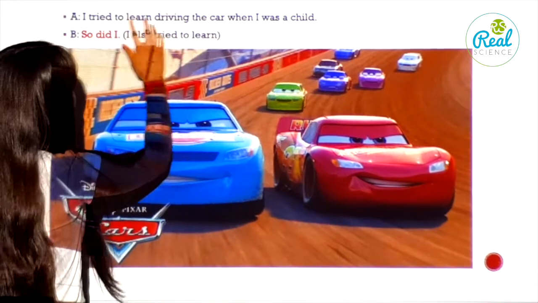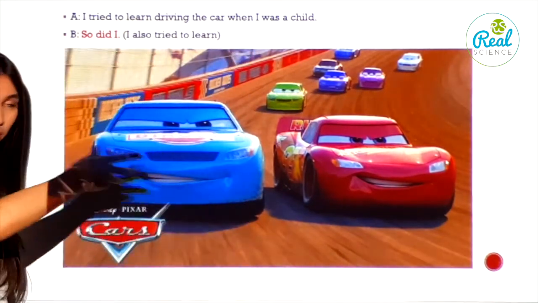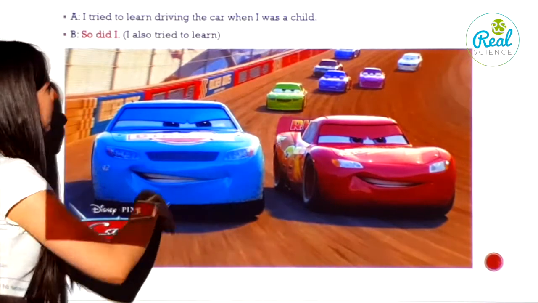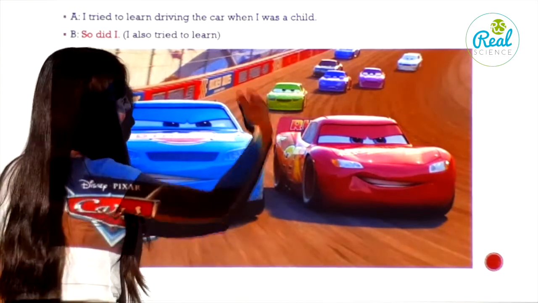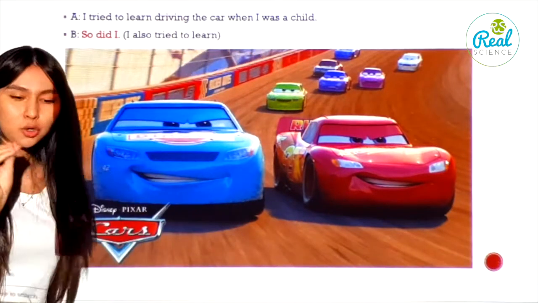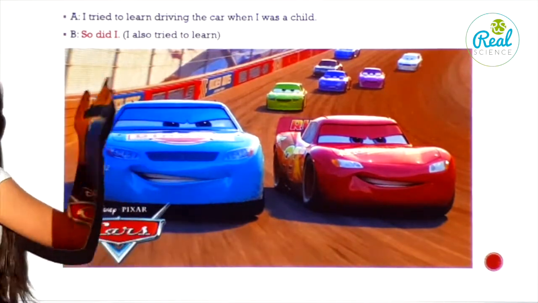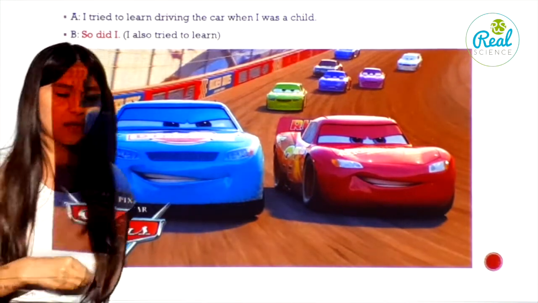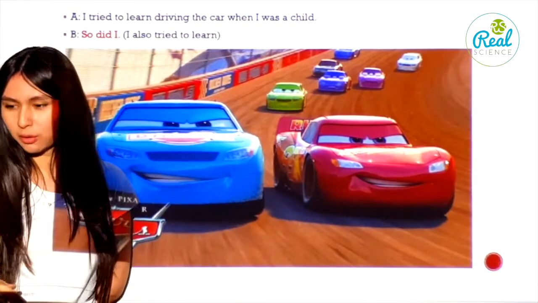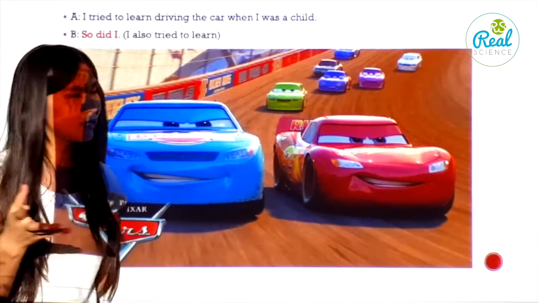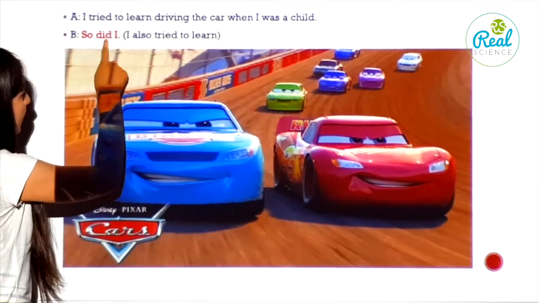Okay, so what does this mean? I tried to learn driving the car when I was a child. So again, your friend told you that he or she tried to learn driving cars when he was a child, and you agree with his statement, and you also tried to learn when you were a child, and you say like this: so did I. You don't say yes, me too. I wanted also to learn driving the car when I was a child. Instead of this statement, you can say just so did I.